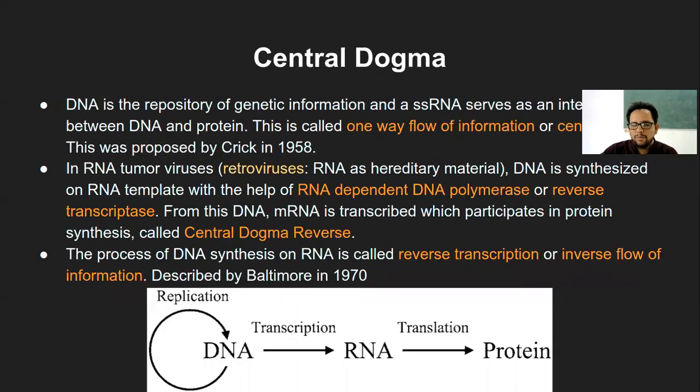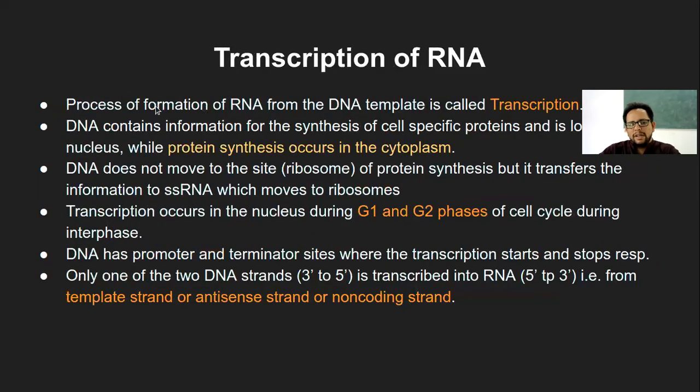So again, if I go back to this process, what we had looked at was how, from DNA, to make a duplicate copy of another DNA molecule through the process of replication. Now what we are going to look at is from DNA to RNA, that is the transcription process. And then the last one will be translation after this. So it's the process of formation of RNA from the DNA template, and that process is known as transcription.